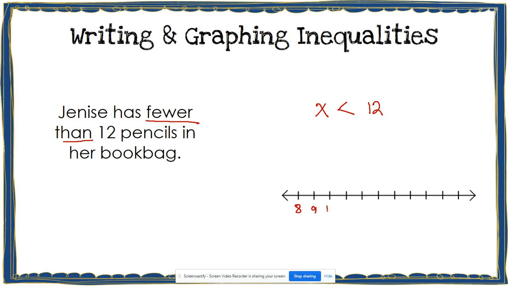So I'm going to put my numbers on my number line, and then I'm going to circle 12. Because my symbol is only less than, that means that Janice does not have exactly 12, and now I can shade to the left of 12 on my number line.